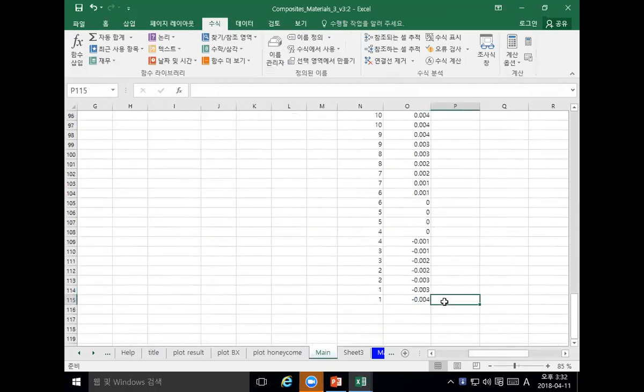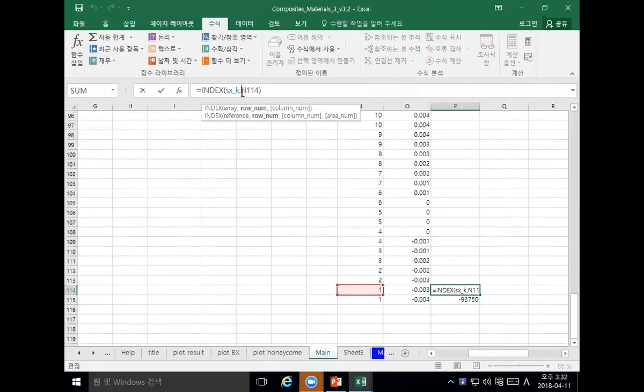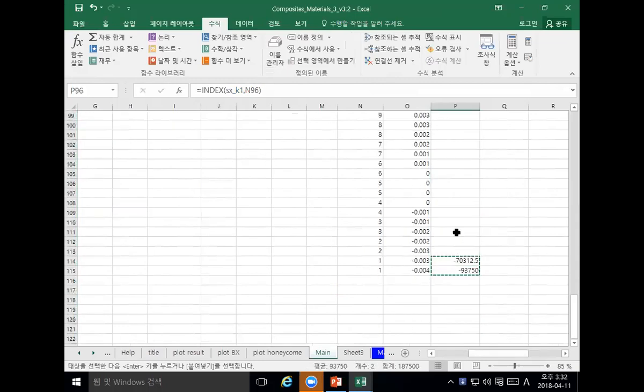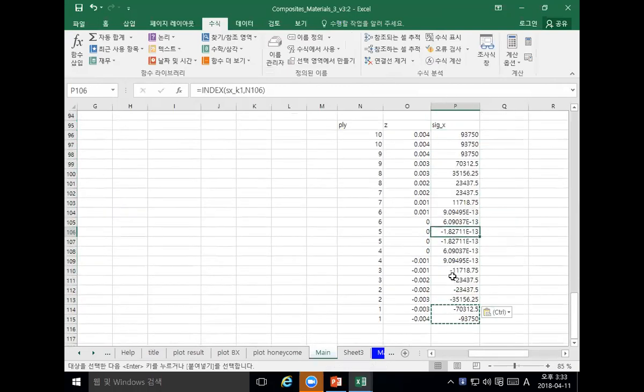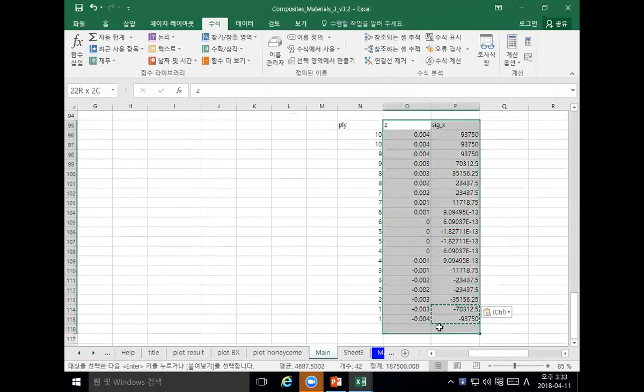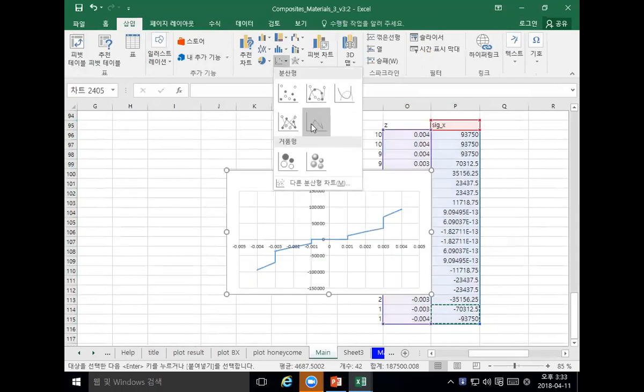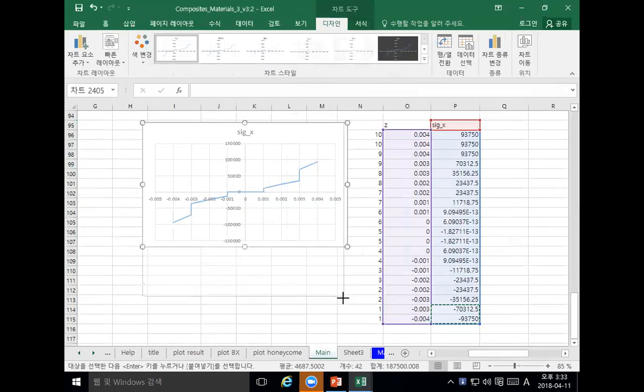So sigma X at the bottom needs to be called index sig X K, comma, this is the prime number. And what needs to be this guy? This needs to be K1 and prime number, right? So if we plot here, copy and paste, this is the stress through from the bottom to all the top, including two values at the interface. So as you can see, if we plot them, this is exactly what we expect.